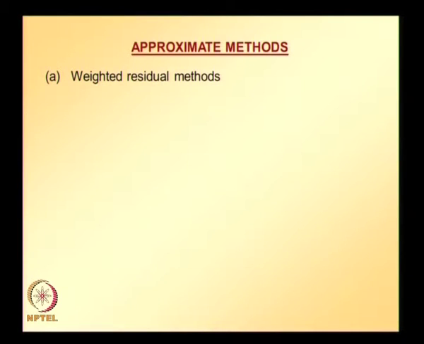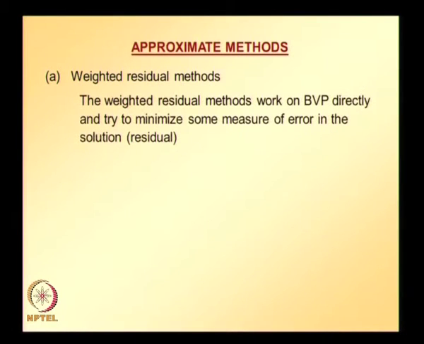And as a part of approximate methods, we looked at how classical solution techniques are classified. Basically these solution techniques can be classified into two categories: weighted residual methods, and variational methods. In weighted residual methods, we define certain measure of error in some sense, and try to minimize that error. So, the weighted residual methods work on the boundary value problem directly and try to minimize some measure of error in the solution or residual.